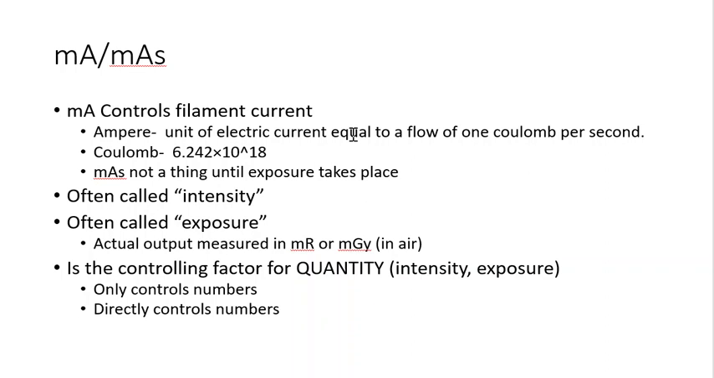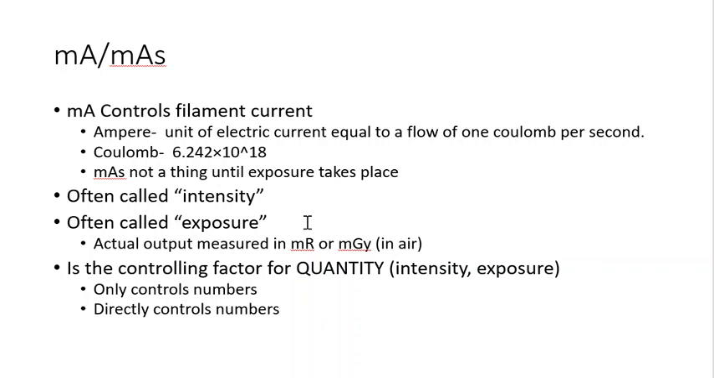So when we make an exposure, we don't really have mAs until the exposure actually takes place. We have mA, milliamperage, or really it's amperage, flowing through the filament just to heat it up, is all we have. We often call it intensity. We also often call it exposure. The reason we call it exposure is because it directly controls the exposure to the image receptor.